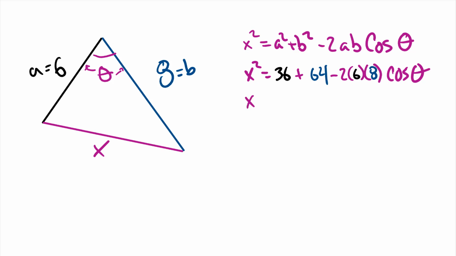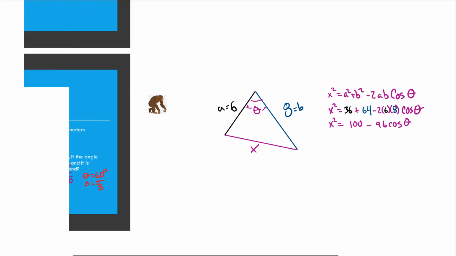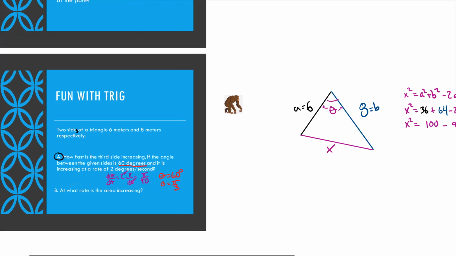We have x squared is equal to 36 plus 64, which is 100, minus 2 times 6, that's a 12 pack, right? And then if you have 8 12 packs, quick, 96. Let's go. So we have x squared is equal to 100 minus 96 cosine of theta. We've now created ourselves a little formula that ties everything together.